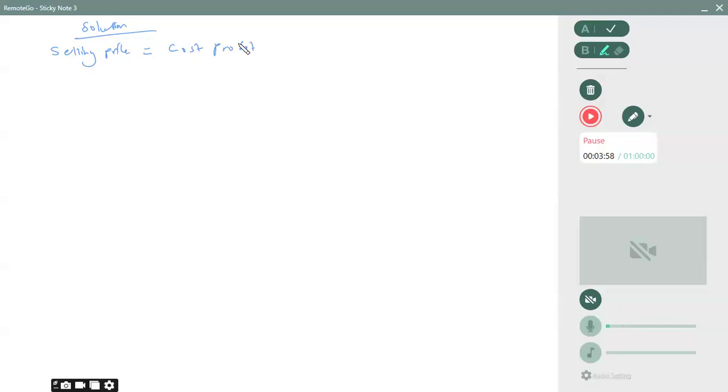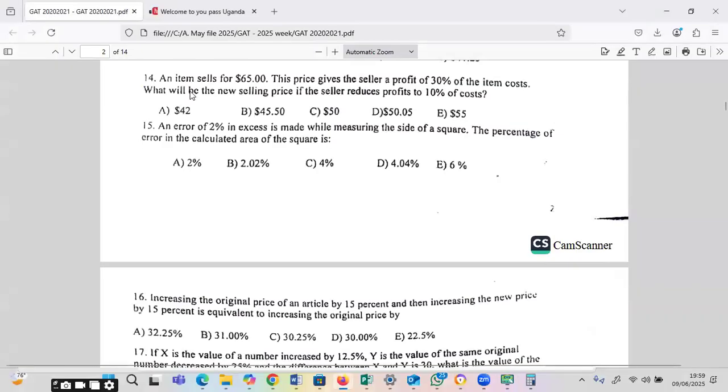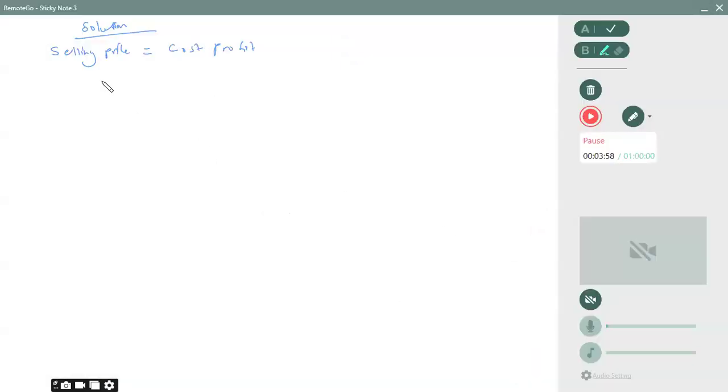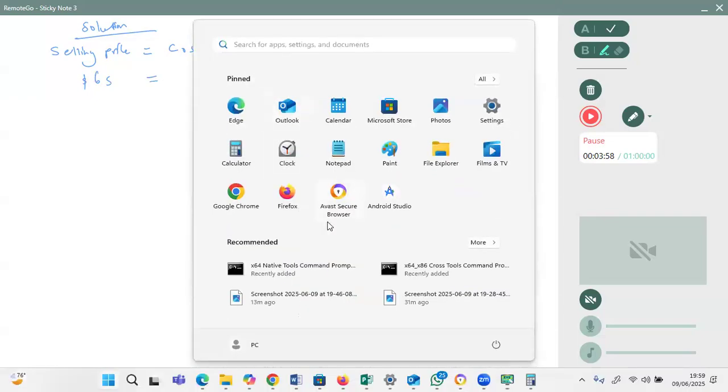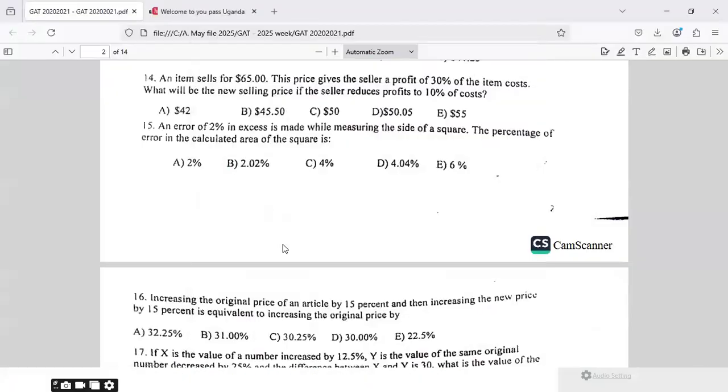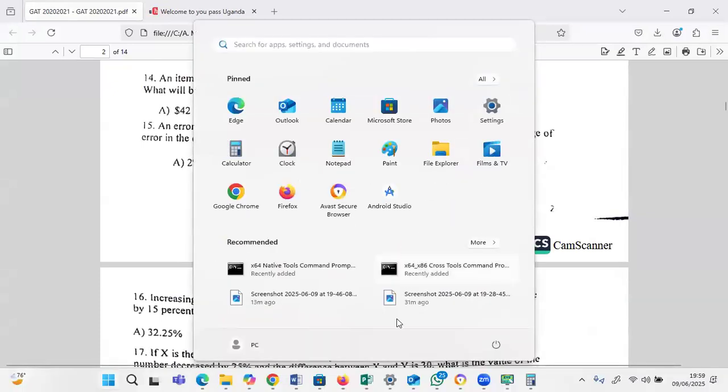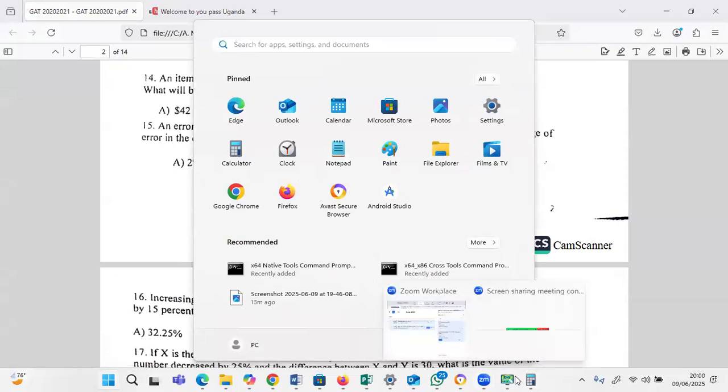But from the question, they're informing us that an item sells at 65, meaning at the point where there is a selling price, I'm going to put 65. I'll put 65 there. $65 equaling to... And we have been told that it makes a profit of 30%. Good. What does it imply?